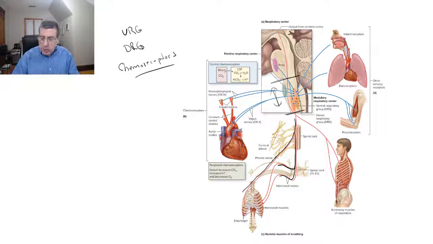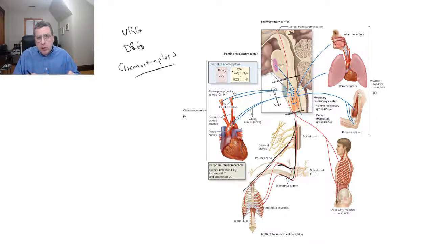Those are located in the medulla oblongata, and they're essentially sensitive to hydrogen ions, specifically hydrogen ions in your cerebral spinal fluid. Secondarily, that's going to be associated with carbon dioxide. We'll get into how indirectly that's carbon dioxide, but more specifically, the chemoreceptors in the medulla oblongata are sensitive to hydrogen ions.